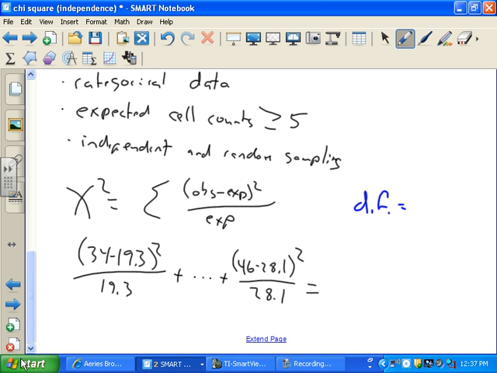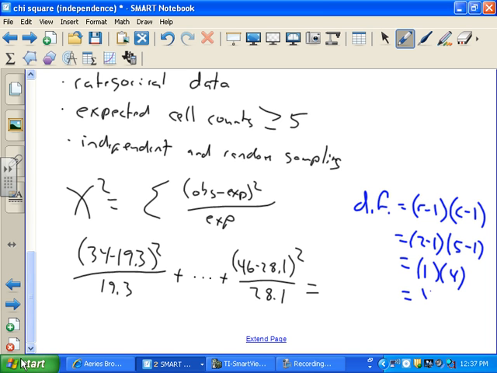Degrees of freedom is this. df equals r minus 1 times c minus 1, which is rows minus 1 times columns minus 1. In this case, we have 2 rows and 5 columns. So we'll have 1 times 4, which is 4 degrees of freedom here. It only takes about 5 seconds to write that, but it communicates that I know where I'm getting this number 4. Does that make sense?